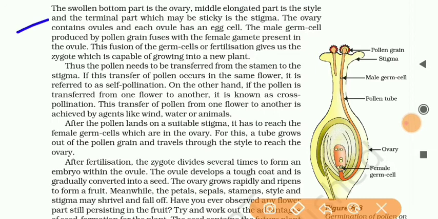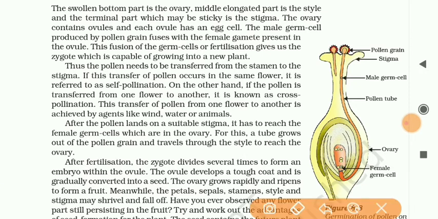The swollen bottom part is the ovary, the middle elongated part is the style, and the terminal part, which may be sticky, is the stigma. The ovary contains ovules and each ovule has an egg cell. The male germ cell produced by pollen grain fuses with the female gamete present in the ovule. This fusion of the germ cells, called fertilization, gives us a zygote, which is capable of growing into a new plant.